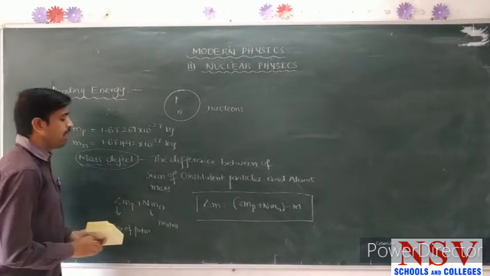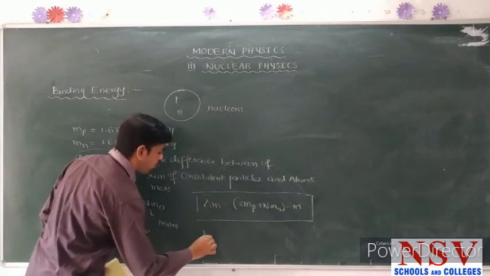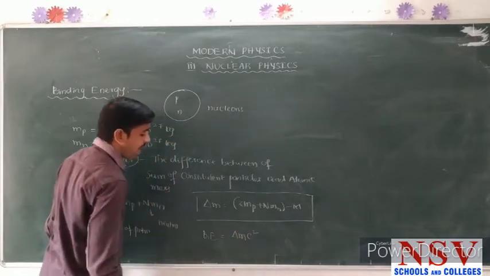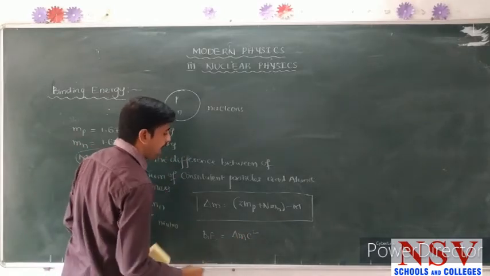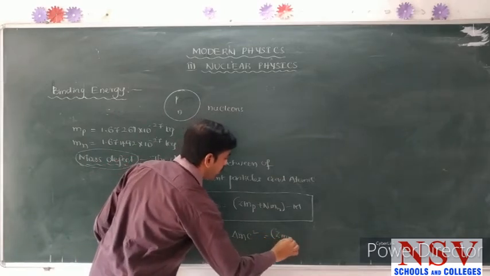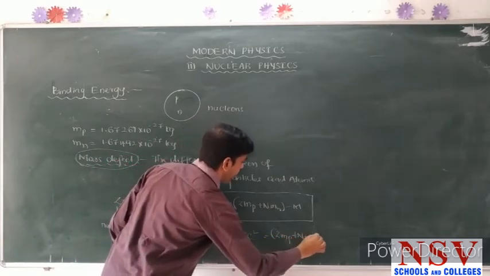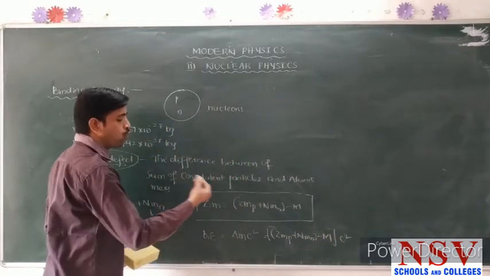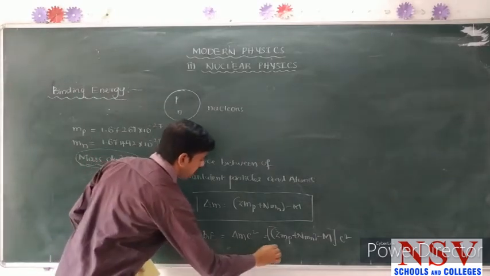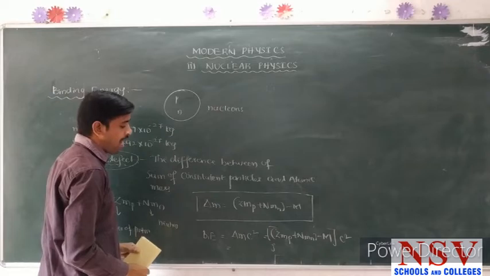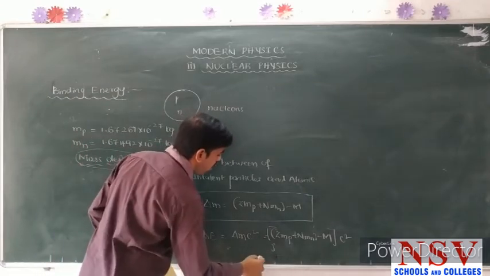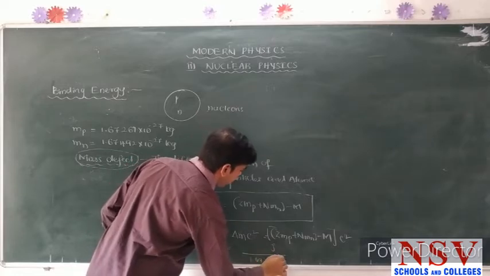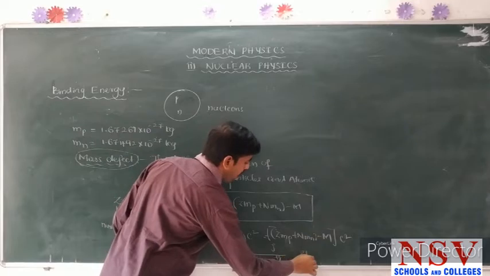Next, binding energy. We denote it as BE, which equals delta M C square, where C is the velocity of light. This we can also write as ZMP plus NMN minus M, times C square. Most probably we get that energy in joules. To convert it into electron volts, we divide it by 1.6 into 10 power minus 19 coulombs, and we get the energy in electron volts.